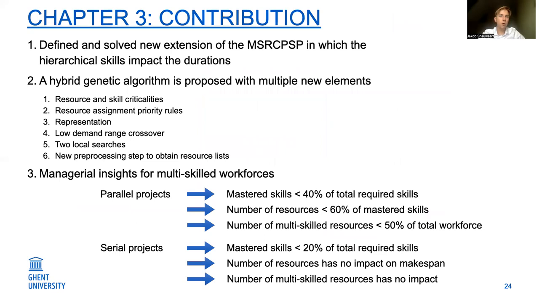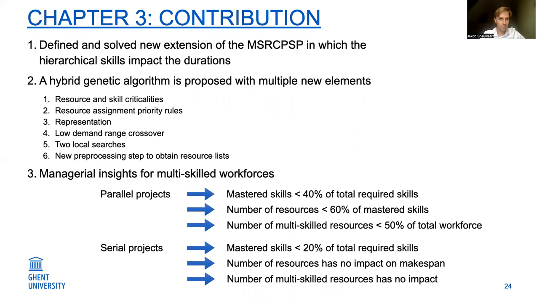Now, the contribution of this chapter is again threefold. First of all, we defined and solved a new extension of the MSRCPSP in which the hierarchical skills have an impact on the duration. We presented a hybrid genetic algorithm, which has a couple of new elements. First of all, we introduced new resource and skill criticalities. We also designed new resource priority rules, which are then also used in our new representation. We explained a new crossover. We have presented two local searches, and we have also, as I already mentioned, introduced this new pre-processing step.